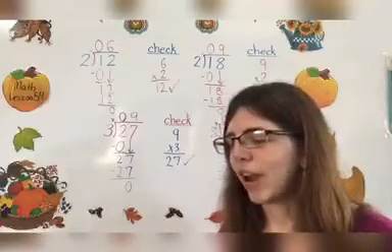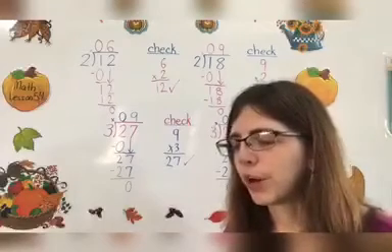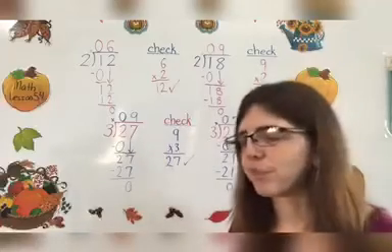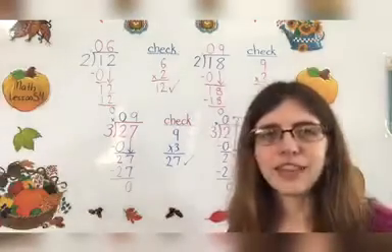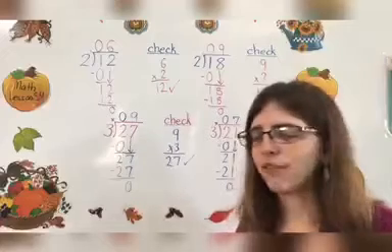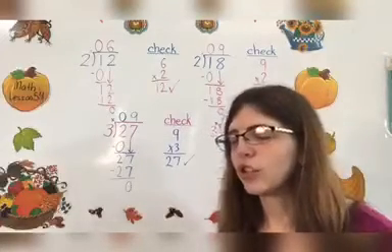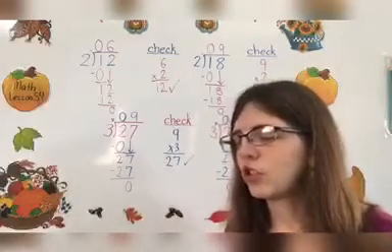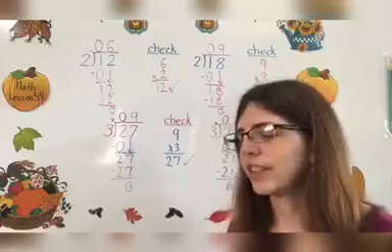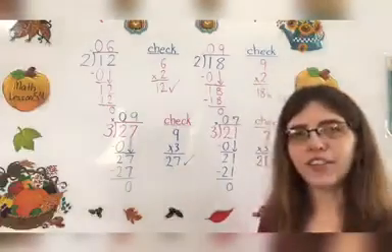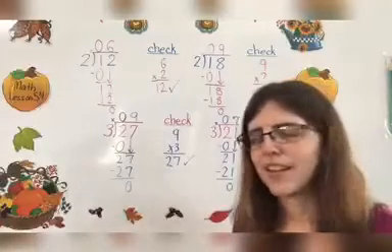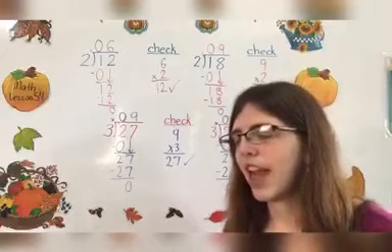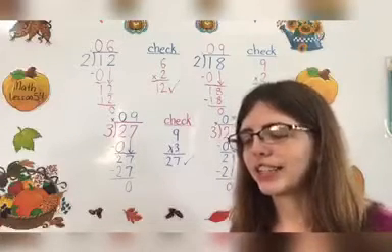Number 6 says, write the numbers for the number words. I'm going to read each one and you write the number. Letter A, 84. Letter B, 2002. Letter C, 11,501. And letter D, 9,612.